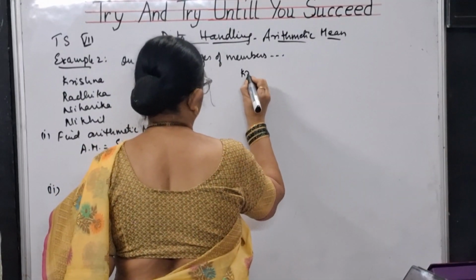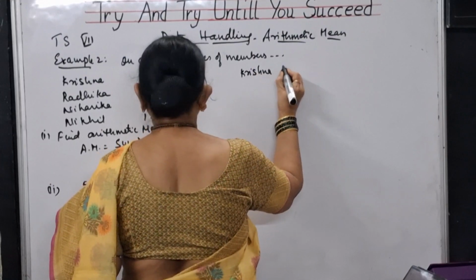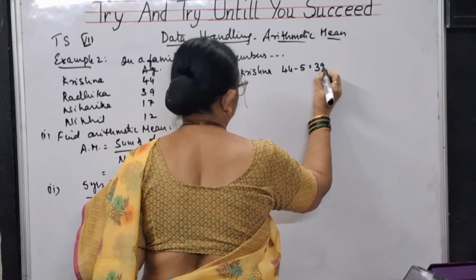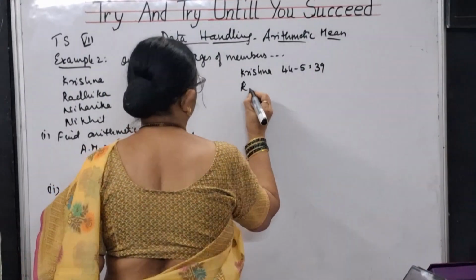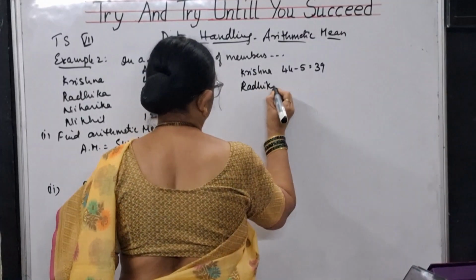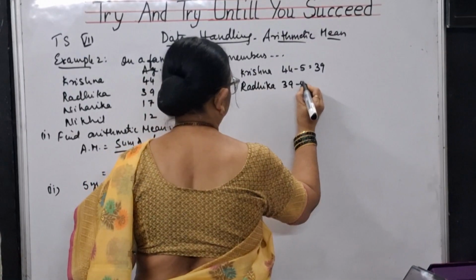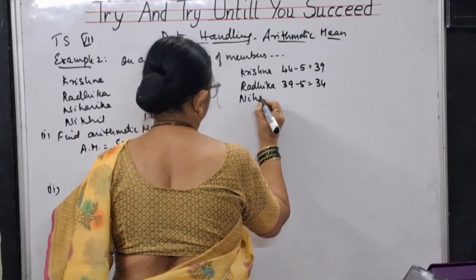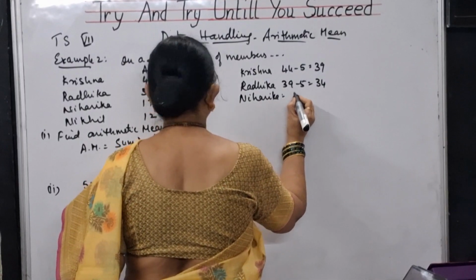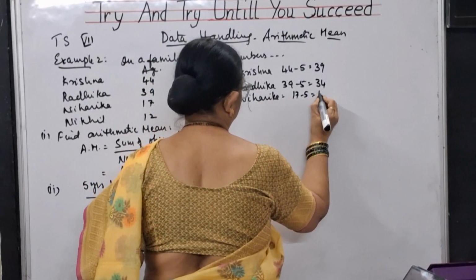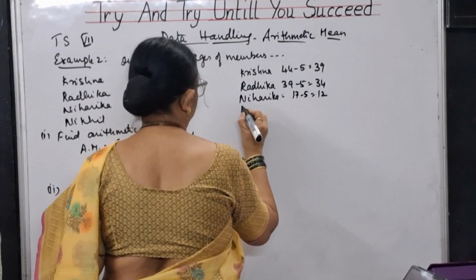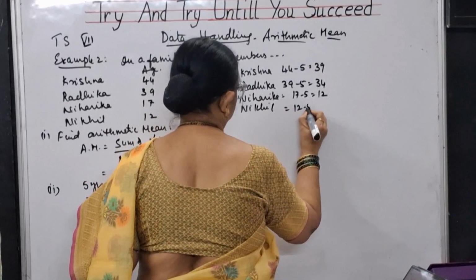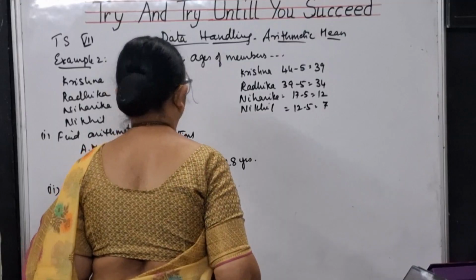This is Krishna. 44 minus 5. So how much? 39. And Radhika, 39 minus 5, 34. And Niharika, 17 minus 5, 12. And Nikhil, 12 minus 5, that is 7.